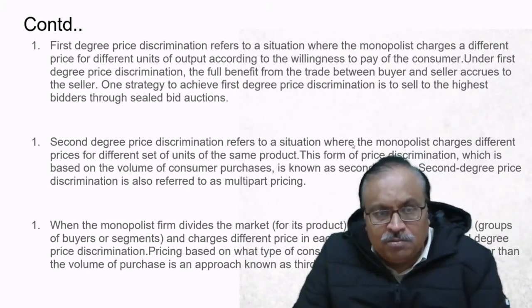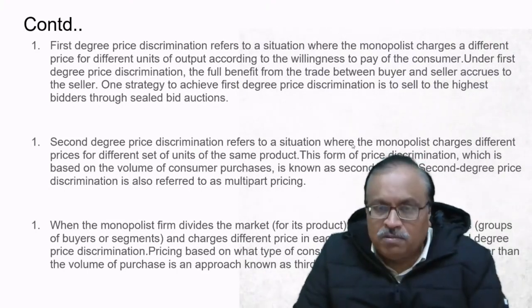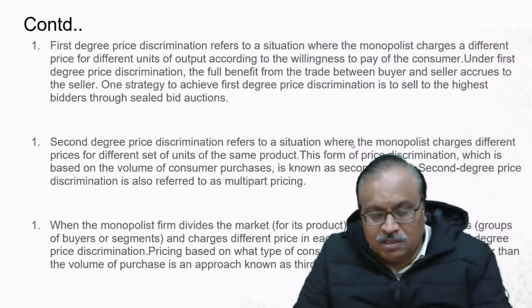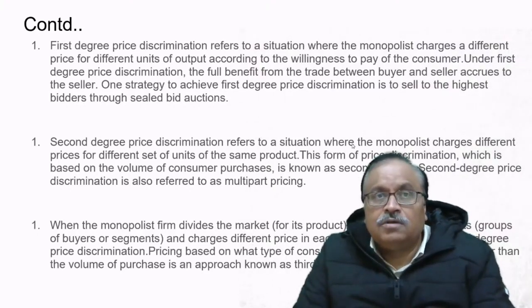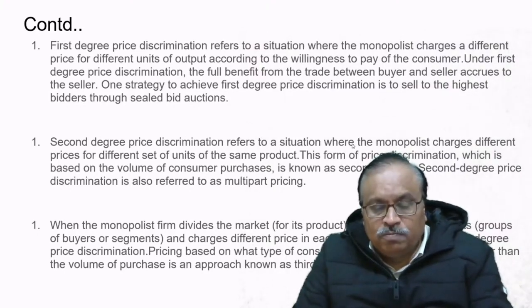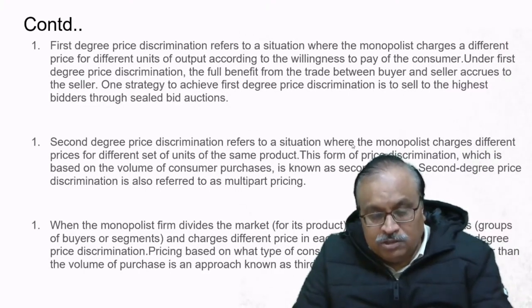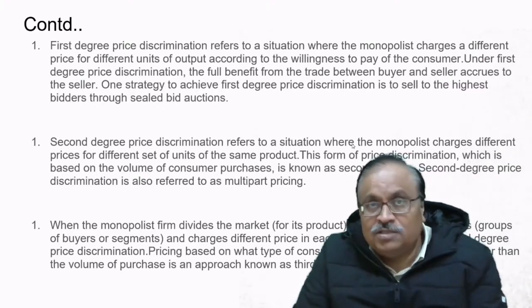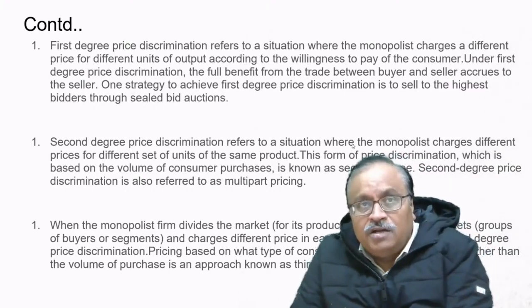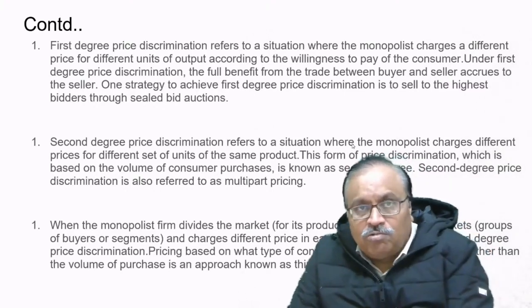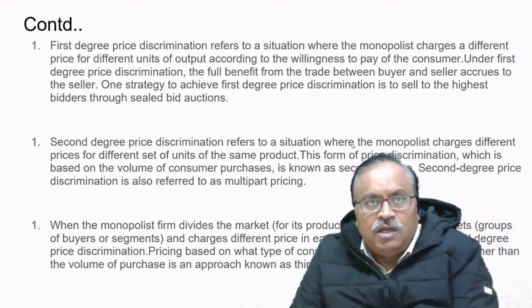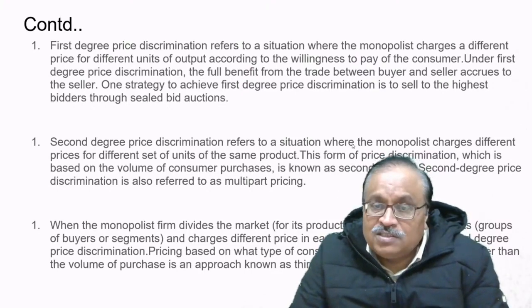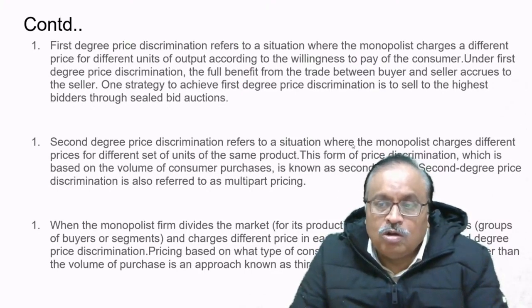Second degree price discrimination is also referred to as multi-part pricing. So you have prices for each part. Suppose one buys a soap, one soap, then he has to pay one price. If he buys 5, he has to pay a different price. If he buys say 100, because he's a retailer and his requirement is more, then his price will also be a different price.